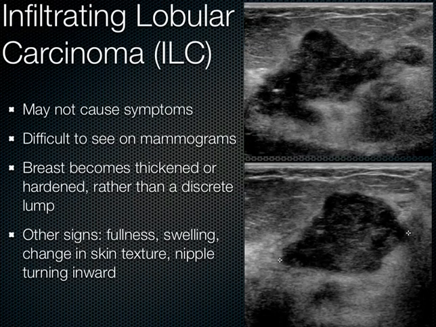And then there's infiltrating lobular carcinoma, and many of these patients don't have any symptoms at all. Again, difficult to see on mammograms. The breast sort of becomes thickened or hardened rather than having a discrete lump, but you can have breast fullness, swelling, change in the texture, and the nipple can change as well, turn inward. And infiltrating lobular carcinoma is a lower incidence and comprises less than 15% of breast cancers.